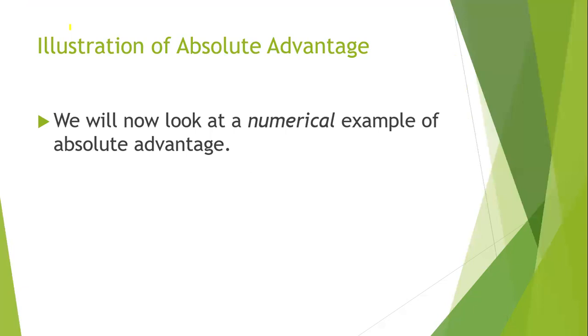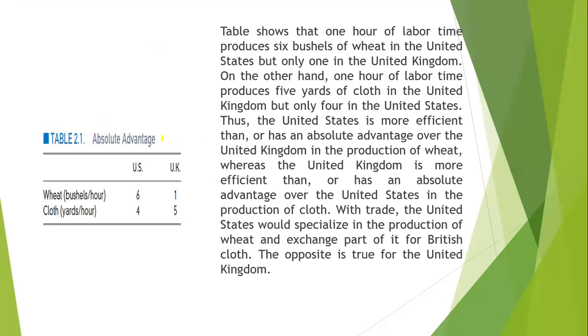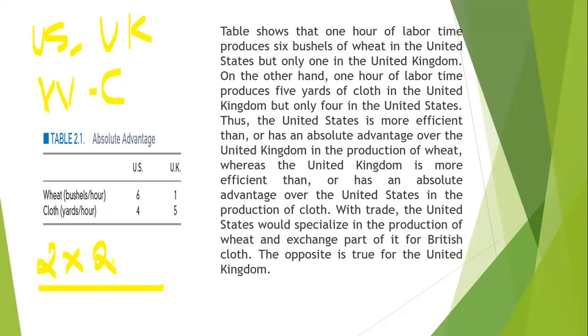Let us look at an example to illustrate absolute advantage. Take two countries, US and UK, United States and United Kingdom. Let us suppose that these two nations produce two commodities, wheat and cloth. So we have two commodities and two nations, a 2 by 2 model: two commodities, wheat and cloth, and two nations, US and UK.